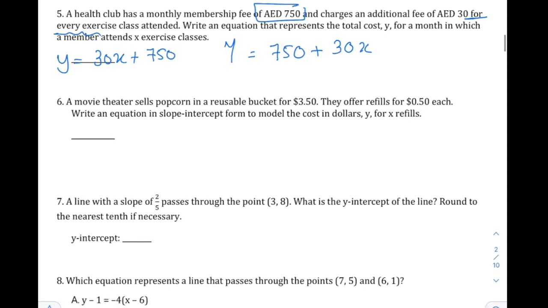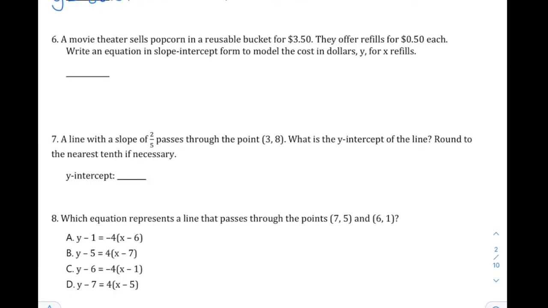A movie theater sells popcorn in a reusable bucket for $3.5. They offer refills for $0.5 each. إذا هاي رح تندفع مرة واحدة. It's paid once, and this will be repeated according to the number of the refills, X number of refills. So the total cost Y definitely will be equal to 0.5x because it depends on number of filling plus the 3.5. We are writing it in slope intercept form.